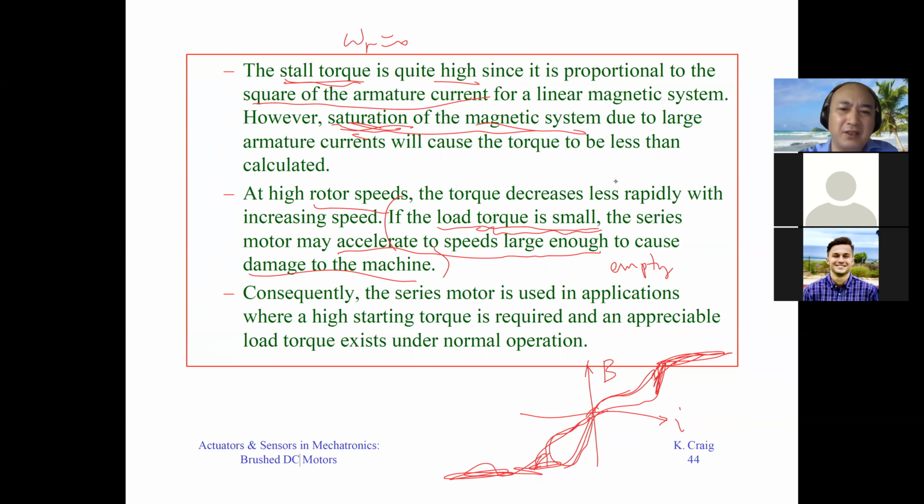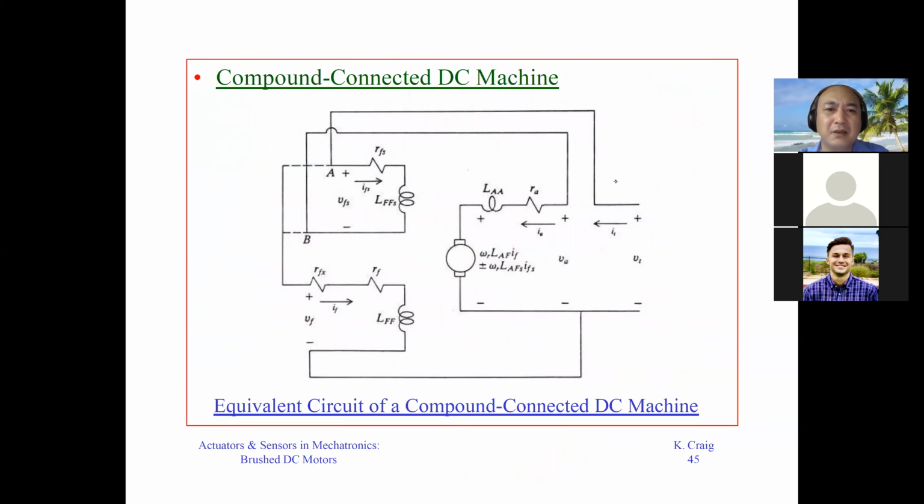So why do we need a series motor? We usually need a high starting torque. In normal operation, we still want reasonable load torque, okay? If the load torque goes to zero, then your I will go very big. Omega R will go very big. Okay? And that will cause damage and accident.